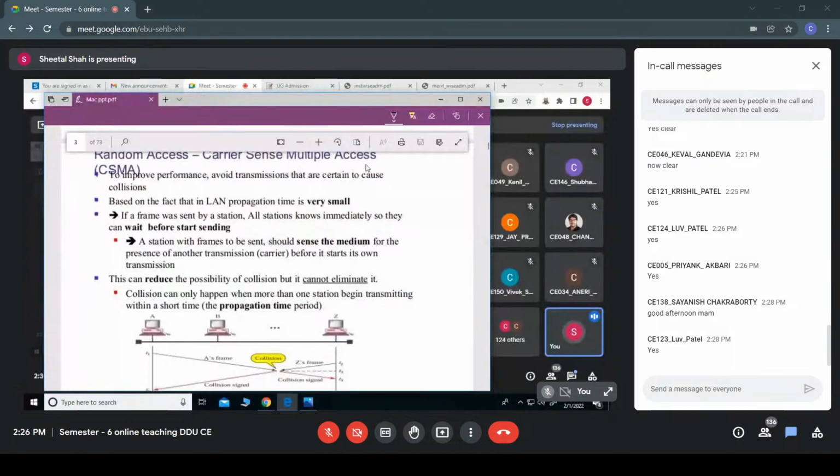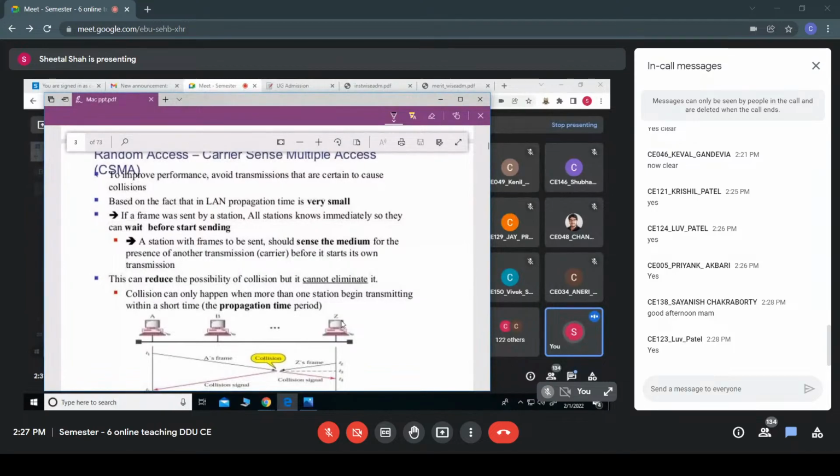Then multiple access. Multiple access means what? There are a number of stations. For example, here you can see a number of stations connected through a common shared channel. All these hosts connected to this channel have the same priority. No one is superior to the other. So, carrier sense multiple access.